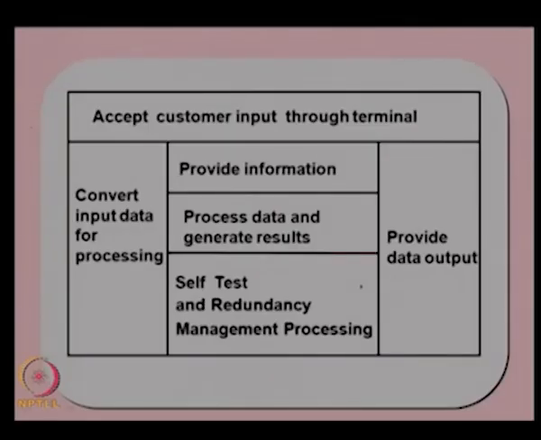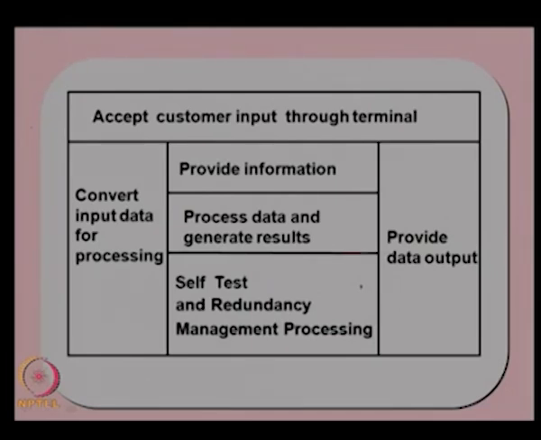You need to provide information to the user. So, the user wants information. How do we divide this into sub functions? Provide information is taken as one main top level function. Then there is accept customer input through the terminal. Customers will be giving some input to the terminal, so there should be a facility to accept input and provide outputs, and convert this input data for processing. The data has to be converted to a proper format for reading by the machine, then process data and generate results, which is the control part of the system, and then output the processed data so that it can be sent back to the customer terminal.